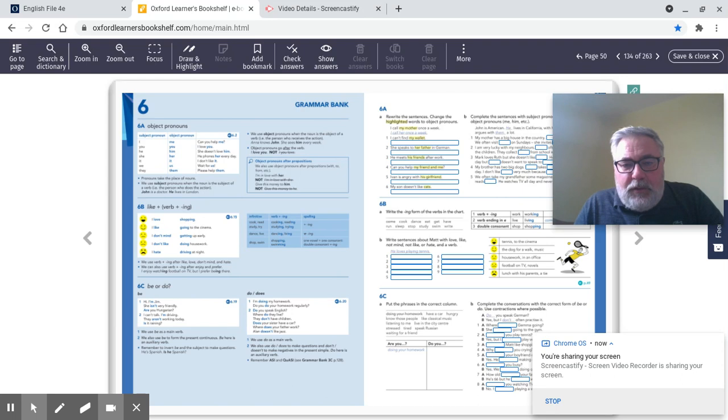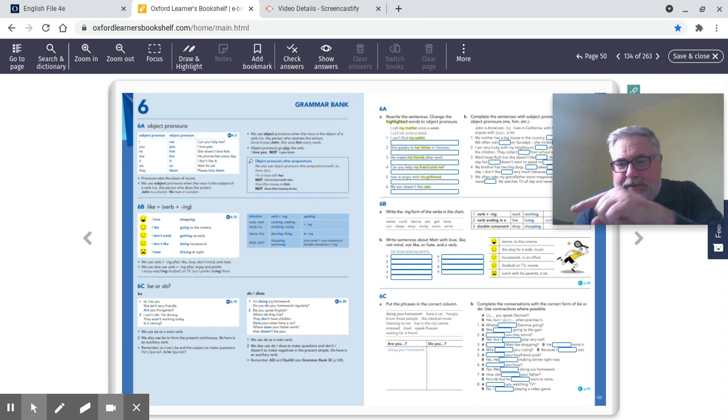Welcome back, and now we're in the back of the book. We're on page 134, and down the bottom corner there, you can see 6C, be or do.